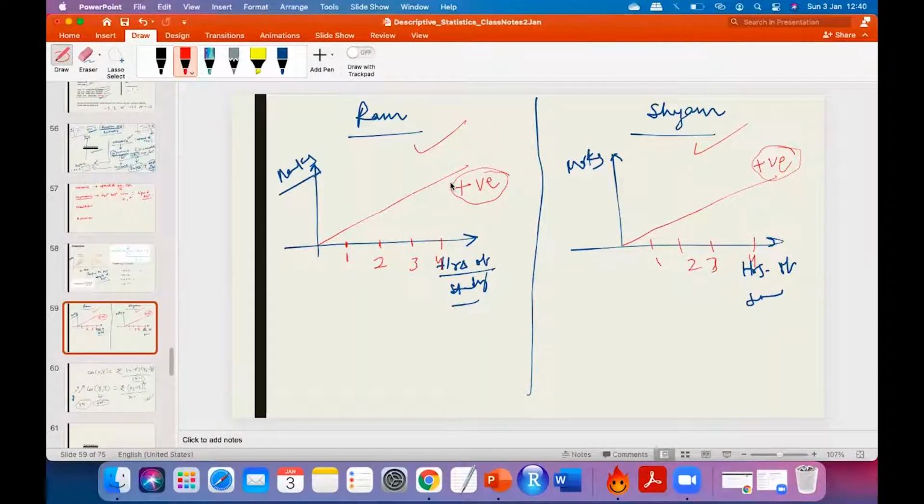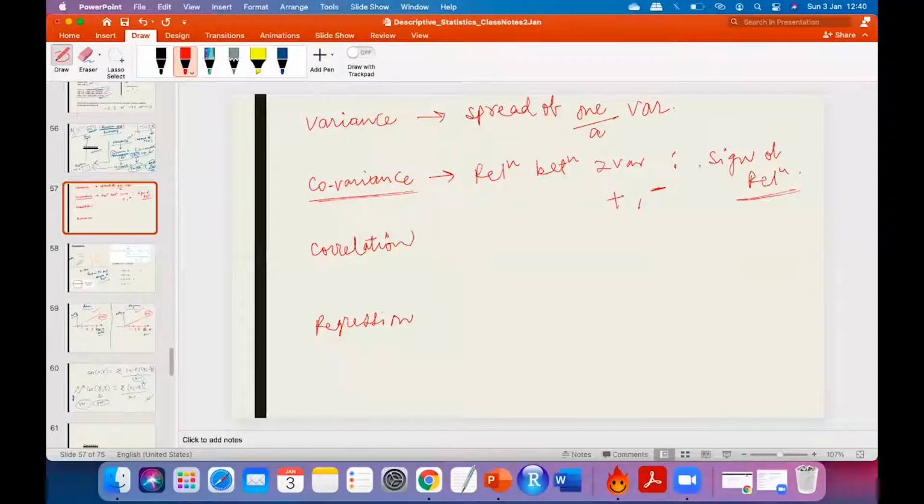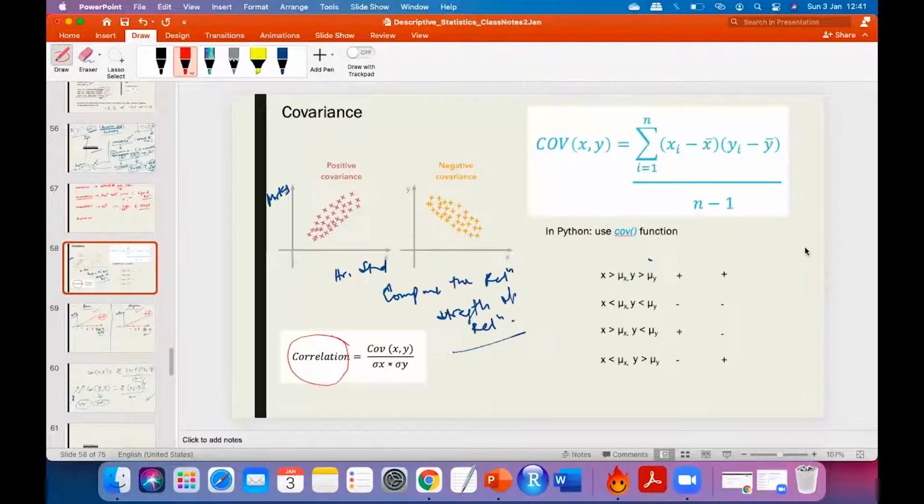For that, I have to take help of correlation. Here, the sign of the relationship is there. Here also the relationship, and what is that relationship? Sign or direction and strength. And how would I come to know the strength? With the help of the correlation coefficient.